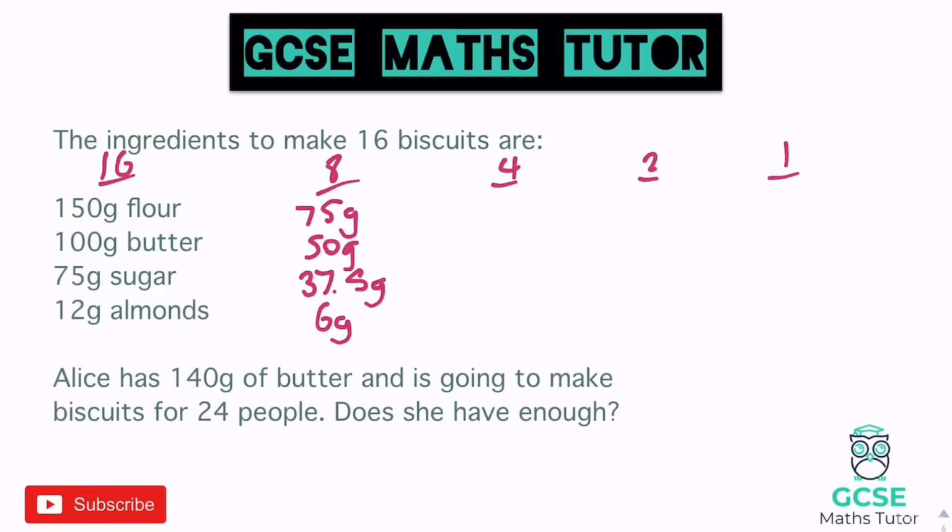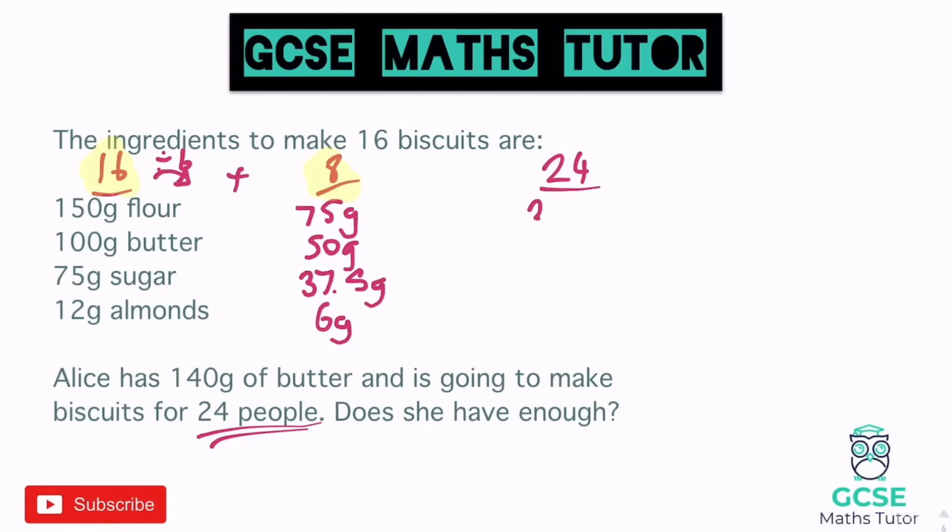Or we could have just divided all of these by 16 if we had a calculator to straight away get a recipe for 1. I'm going to assume this is a non-calculator though, but it says we want a recipe for 24 people. So 16 people in this recipe and 8 people in this recipe. Well, in total, 16 plus 8 is 24 people. So if we combine these together, the recipe for 16 and the recipe for 8, that'll give us a recipe for 24.